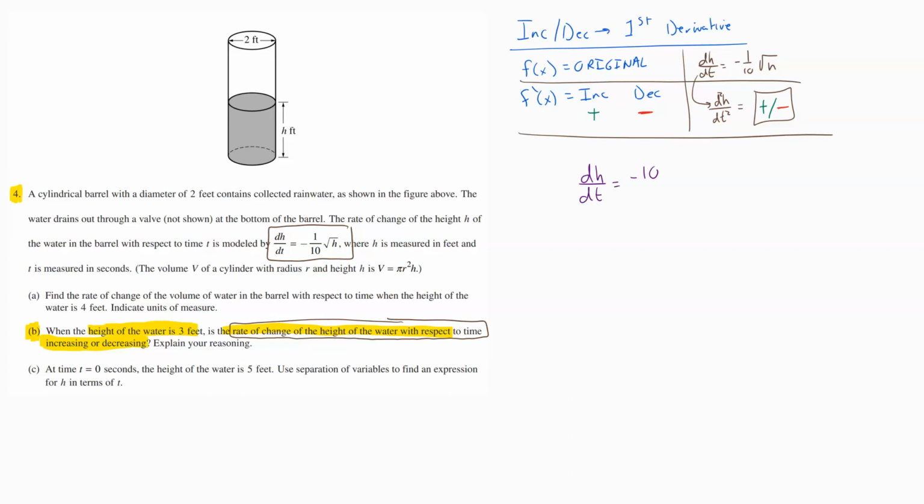And after we take the derivative of dh/dt, then we'll plug in a value, specifically the value of the height happening at 3. And when we do that, if it's positive, that tells us that the rate of change was increasing. If it's negative, that tells us that the rate of change was decreasing. So when we go to do this, this will be implicit differentiation.